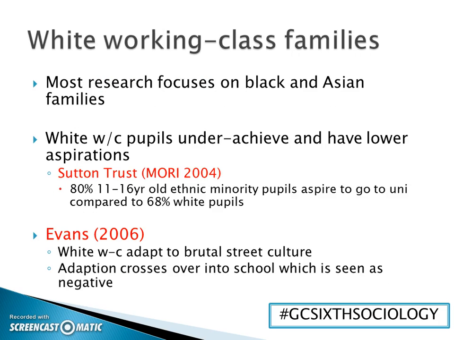There hasn't been much focus on white ethnic groups, but cultural deprivationists do look at this because they believe that it's a class thing more than necessarily an ethnicity thing, and it's been found that white working class people have a lower aspiration level than other ethnic minority groups. And the Sutton Trust in 2004 found that 80% of 11 to 16-year-old ethnic minority pupils wanted to go to university compared to 68% of white pupils.